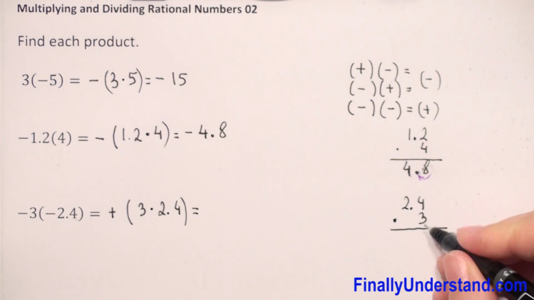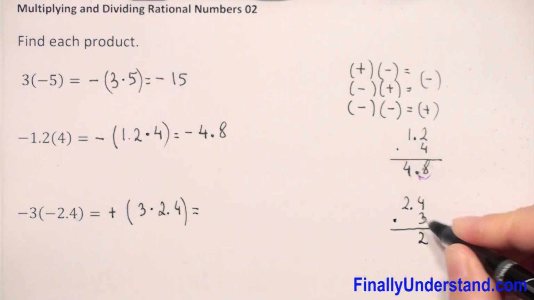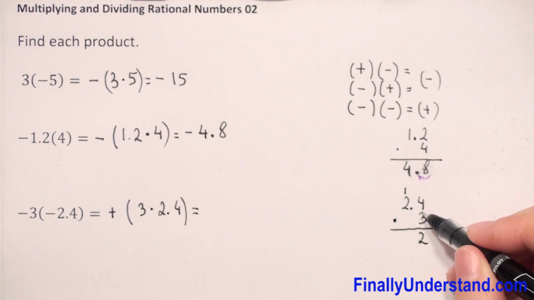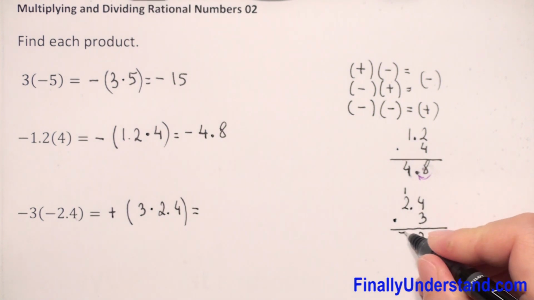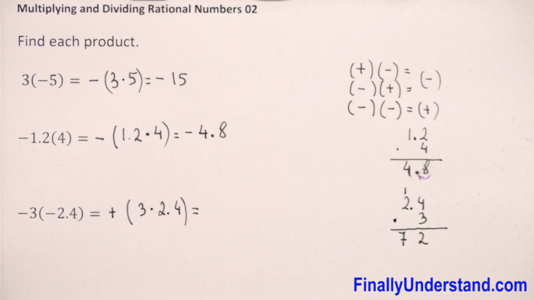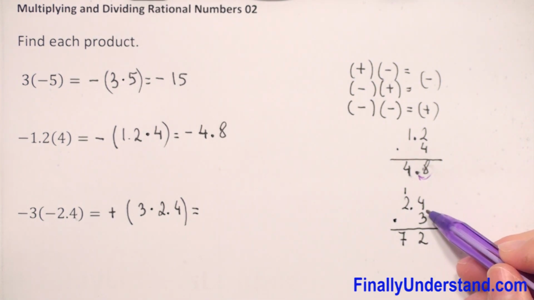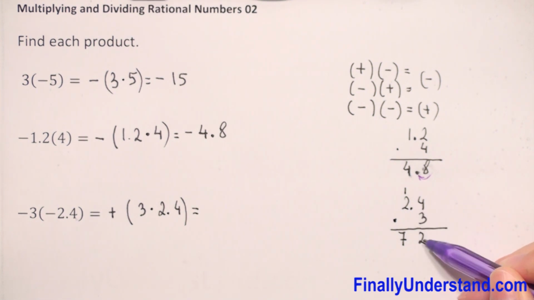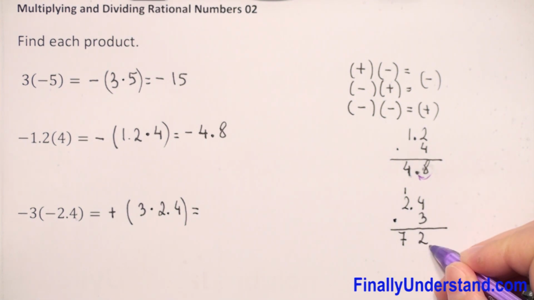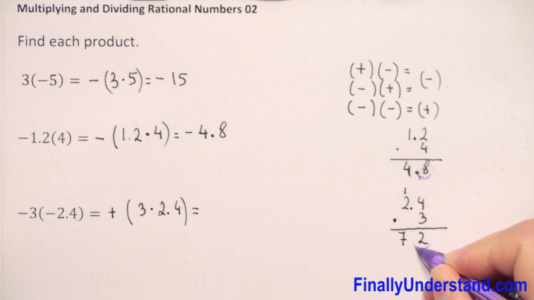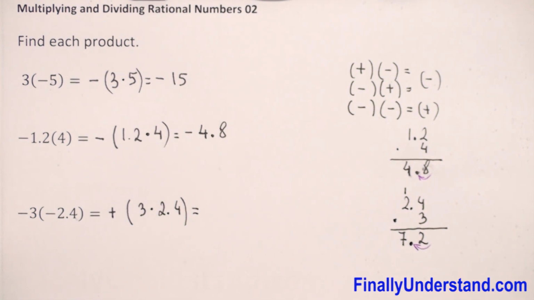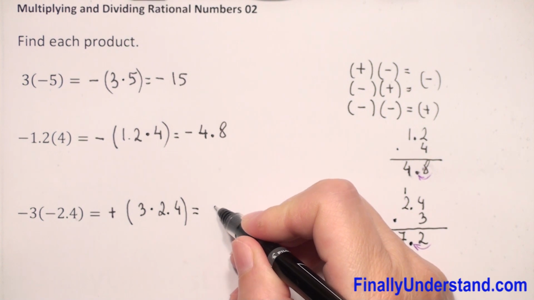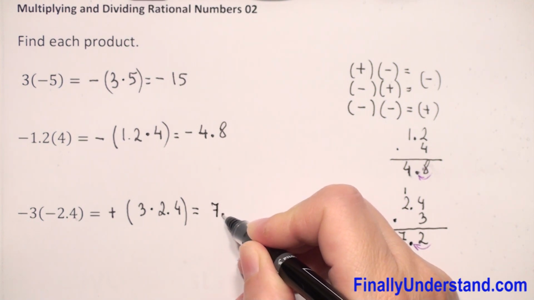So 3 times 4 is 12, so we have 2 and we add 1 to the next column. 3 times 2 is 6 plus 1 is 7. And now again we have to count how many digits we have after the decimal point. We have 1. So we count 1 digit from the right to the left, and the decimal point will be between 7 and 2. So like I said, positive sign we don't have to write, only the solution 7.2.